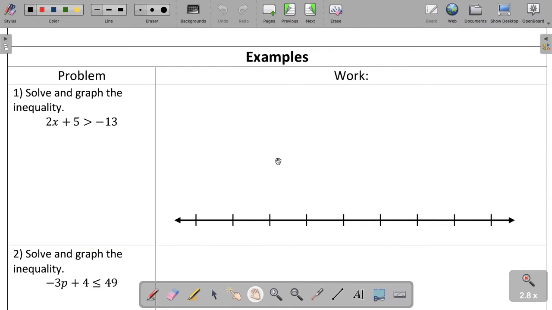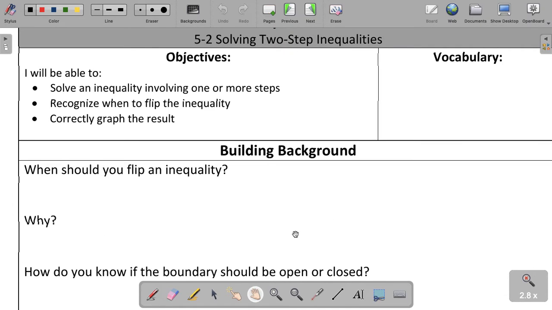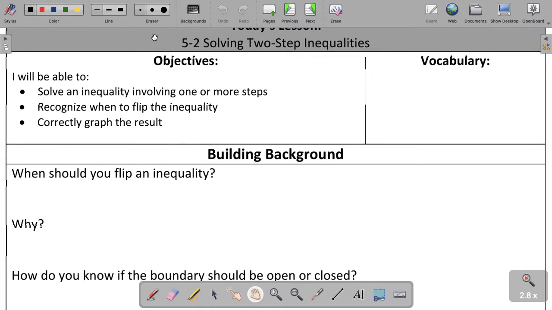Okay, we're ready to start circuit 5.2, solving two-step inequalities. Inequalities have the arrows in them. We know we have an infinite number of answers. It's not just equal. And so we need to solve an inequality involving one or more steps, recognize when to flip the inequality, and correctly graph the result.